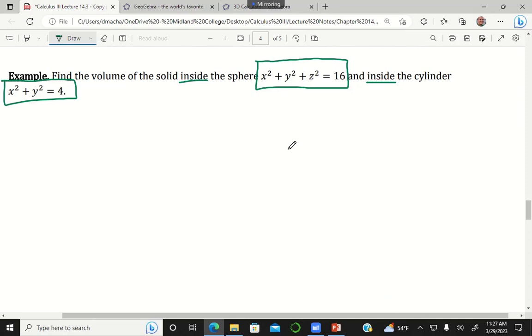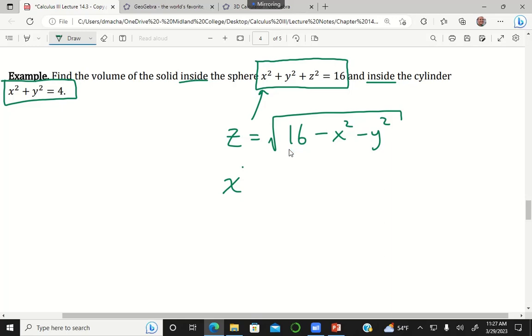The first step is going to be making this explicit in terms of z. And so this, I could say z is equal to the square root of 16 minus x squared minus y squared. And I also need it to be inside the cylinder. And so I'm talking about all of the volume where x squared plus y squared is less than 4.